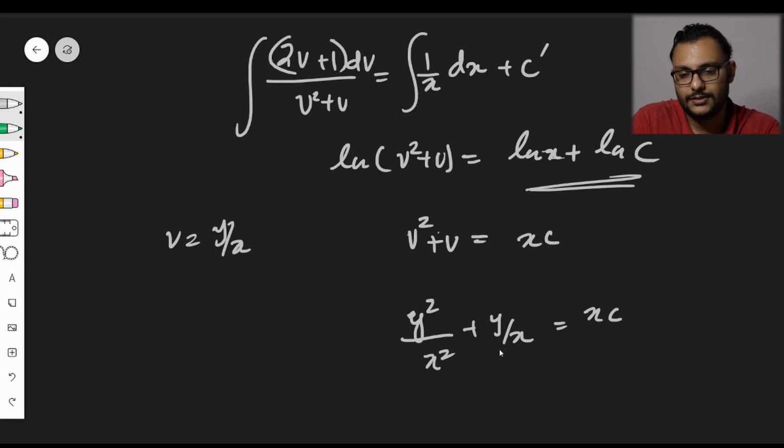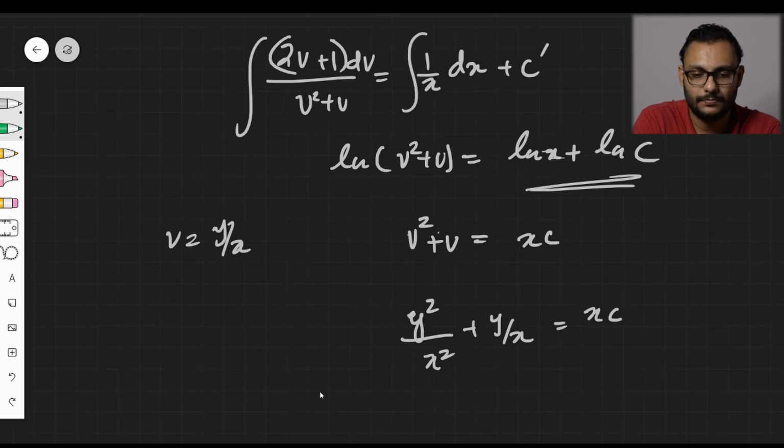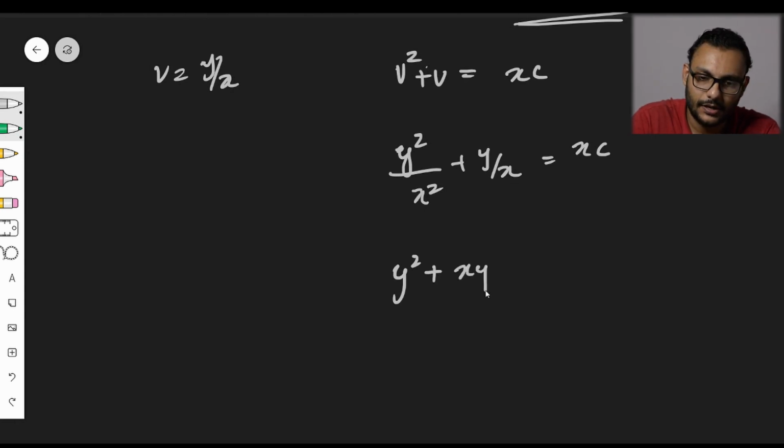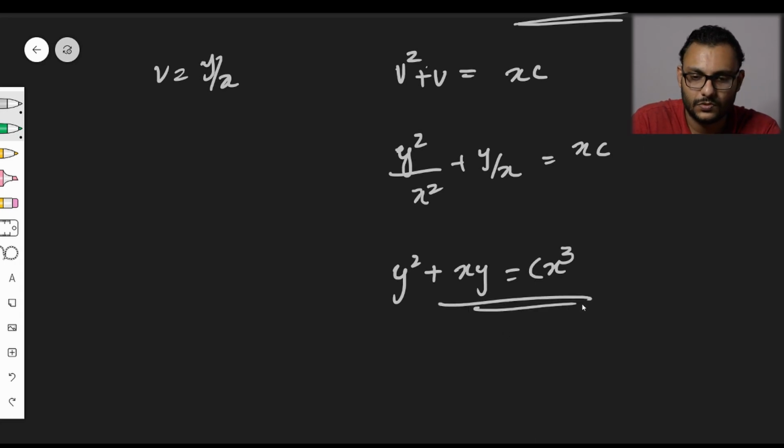So taking LCM, we will get x cube, so we will get the final result as y square plus xy is equal to xc x cube. So this will be our final result. I hope everybody gets the point of how we can solve the homogeneous type of first order differential equation.